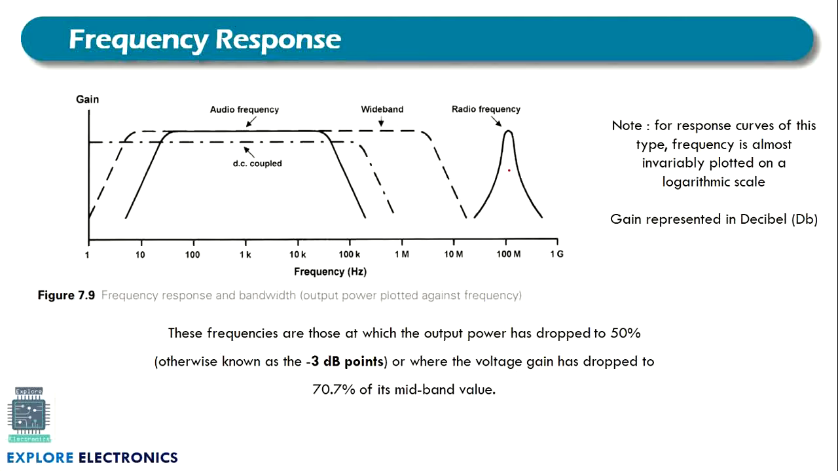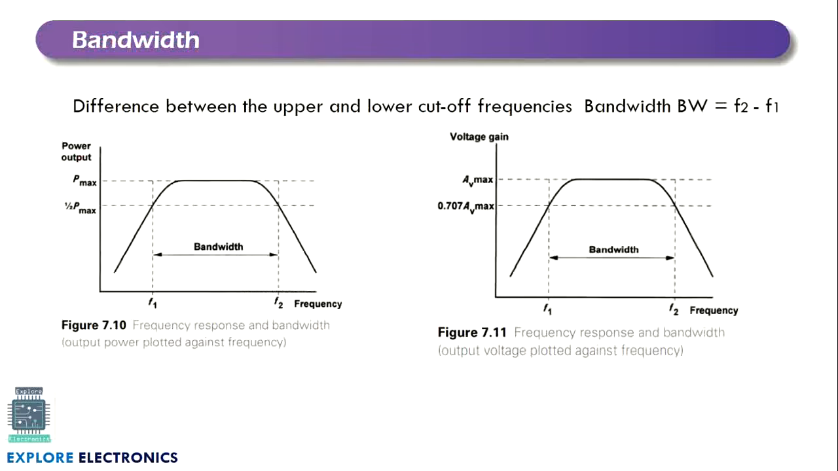And the gain of the amplifier is represented in decibels, which is a logarithmic scale. The lower frequency is taken from this point to this point, by reducing the level of gain. If the maximum gain is here, we reduce that by minus 3 dB points, and we take the lower frequency and the higher frequency for the bandwidth. We will understand why that 3 dB is taken in another video. Then bandwidth.